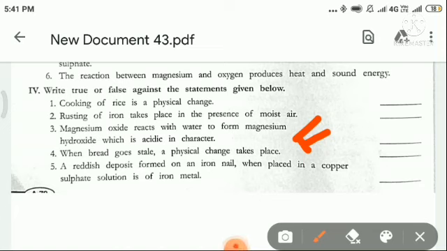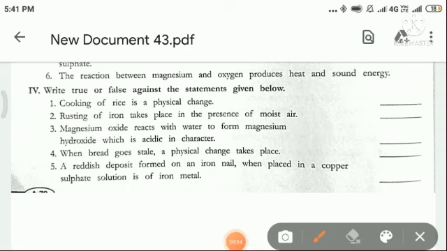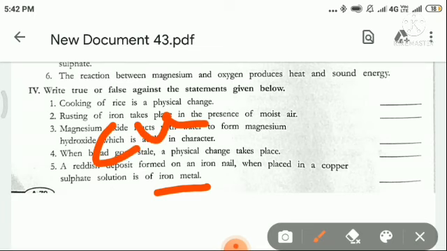A reddish deposit formed on the iron nail when placed in copper sulfate solution is of iron metal. So this is false, because when we saw the reaction between copper sulfate solution and iron nail, the reddish or the brownish deposit that is present on the iron nail is due to copper metal, okay. So it is not due to the iron metal, it is due to copper metal, that is Cu, copper metal. So this is also false, okay.